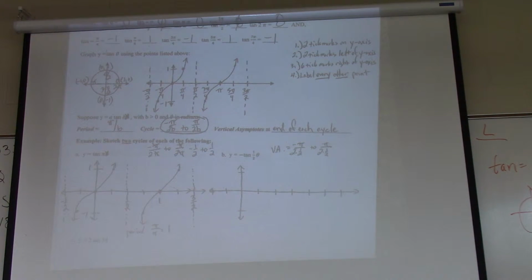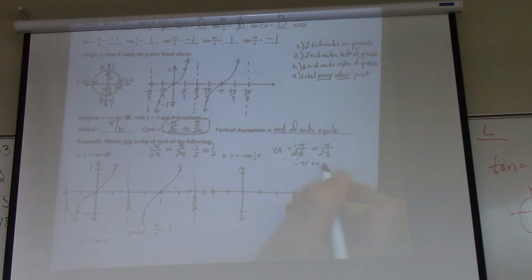What's 2 times a half? 1. And so negative pi divided by 1, because these cancel to give me 1, is just negative pi. And pi. Where do I put that? Same spots every time. 2 in back is the negative pi, 2 in front is the other. And what do I do at those 2 points? The vertical lines, the vertical asymptotes.